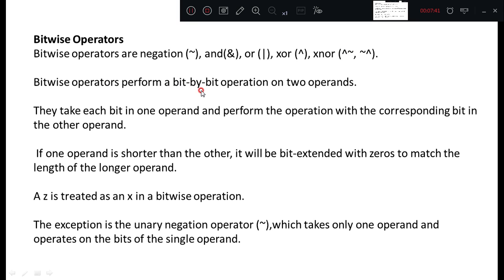Bitwise operators perform bit by bit operation on 2 operands. They take each bit in one operand and perform the operation with the corresponding bit in the other operand. If one operand is shorter than the other, it will be bit extended with zeros to match the length of the longer operand. A Z is treated as X in a bitwise operation. The exception is the unary negation operator, which takes only one operand and operates on the bits of the single operand.